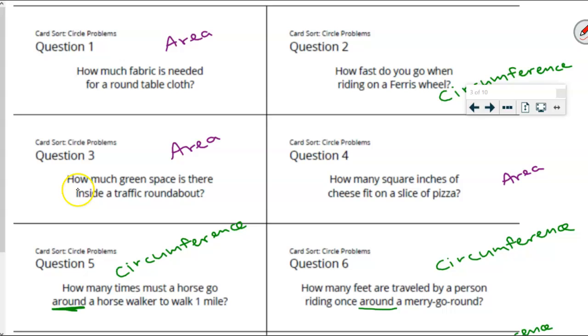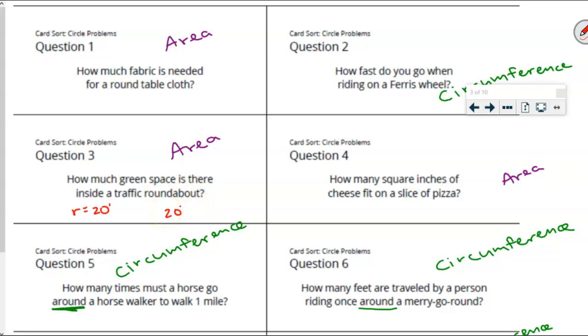Now, once I know the radius, what would I do to answer that question? Remember, that one is asking how much green space is there inside a traffic roundabout. We need to find the area. So what would my next step be? How do I answer this question about how much green space there is inside a traffic roundabout? We're really asking the area and we're estimating that the radius is 20 feet. What would my next step need to be, Luke?